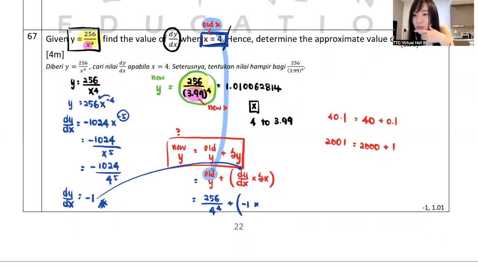Then can anyone tell me what is my delta x? Delta x is small change, right? What is my delta x? Very good, Ziqian, my dear. See, your x from 4 changed to 3.99. So your delta x is, don't tell me 0.01, okay? Because I already said, it's the back one minus the front one. Isn't it -0.01? You must put negative, you know.